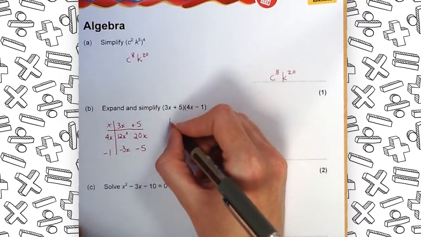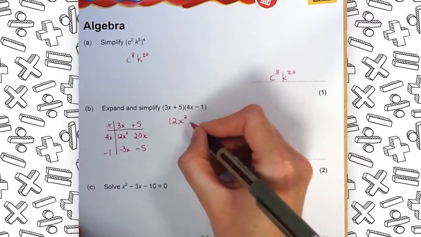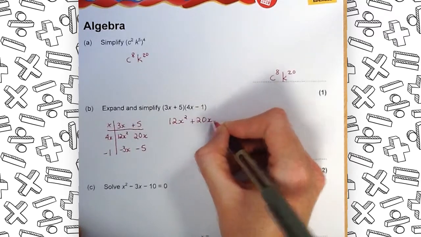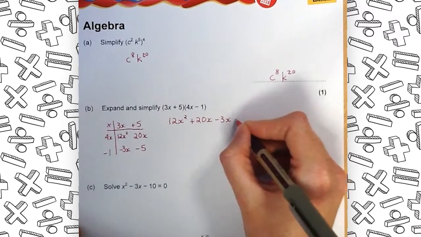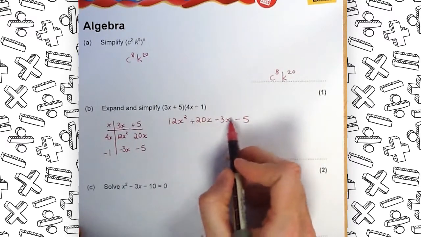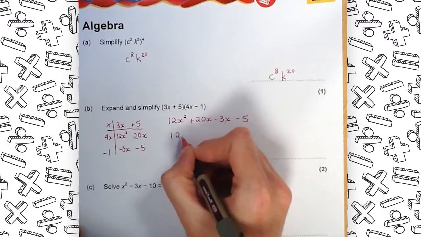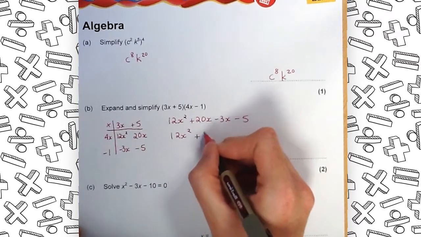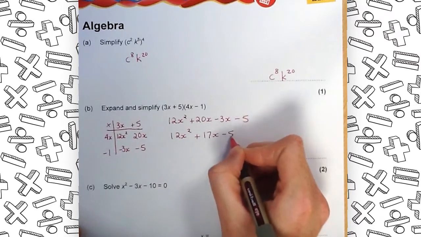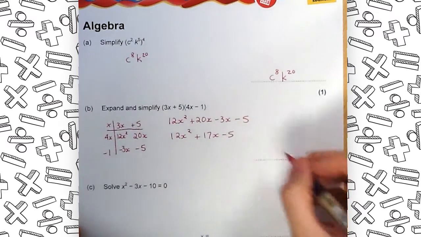If we bring all of these terms together, we now have 12x squared plus 20x minus 3x minus 5. These terms here are both x terms, so we can simplify this further to give us 12x squared plus 17x minus 5, and now we're done. This is our answer.